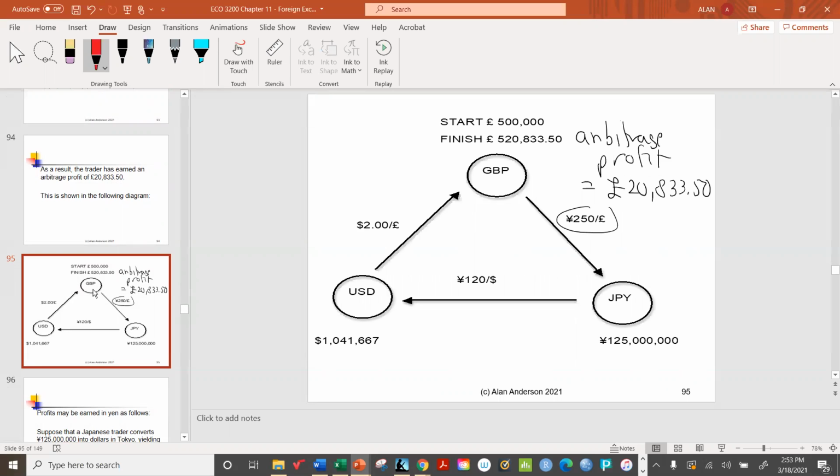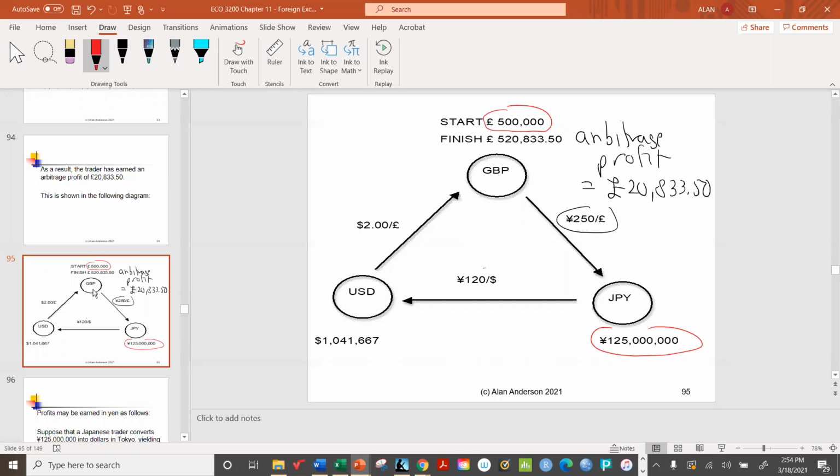For example, what if it wasn't an American trader who noticed this, but a British trader? The key detail here is that if the British trader does the same thing and moves around in a clockwise direction, then he will make profits too. It's just that they will be denominated in pounds instead of dollars. So imagine this British trader says, oh, look what's going on here. I see an arbitrage opportunity. And he takes 500,000 pounds, takes them to Japan and sells them for 125 million yen. Well, this is where the money's coming from, right there. I'm being offered 250 yen for each pound, and that's why I've got so many yen.